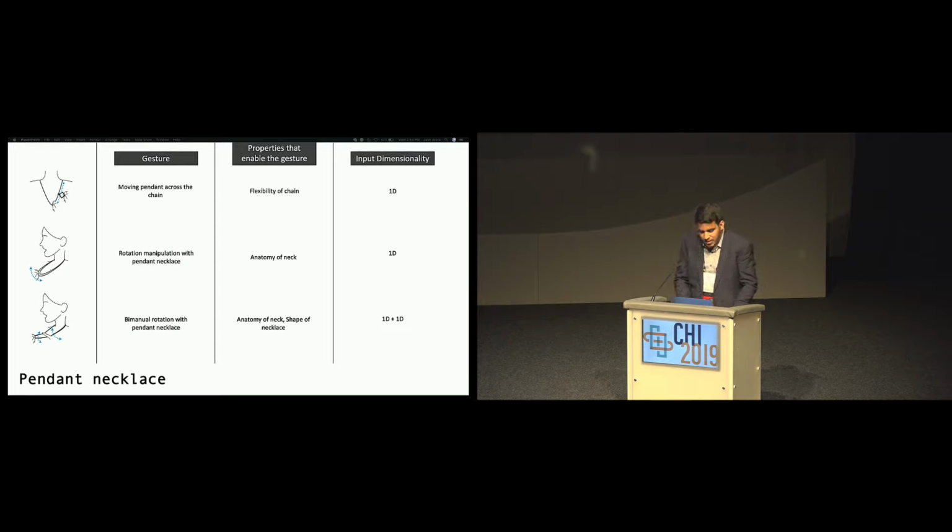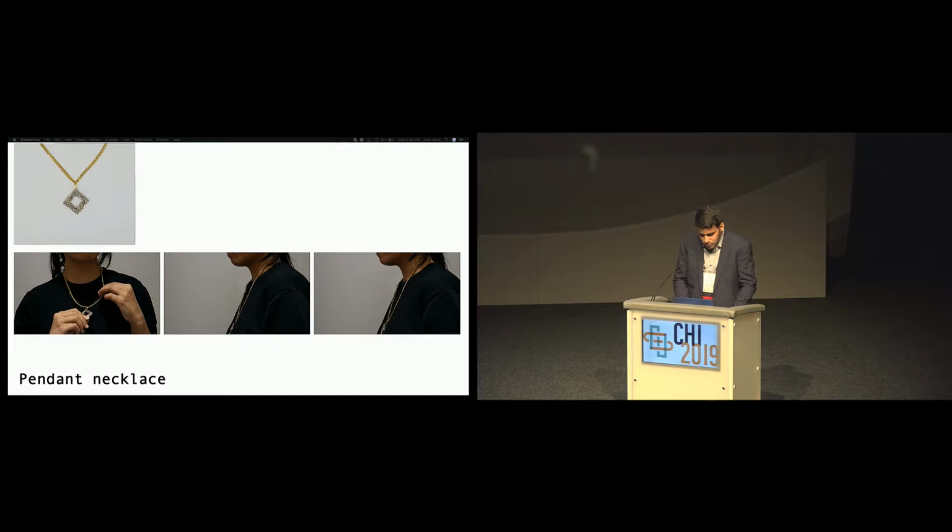And again, we can look at the dimensionality, which would be 1D, 1D, and 1D plus 1D in this case. The 1D plus 1D case is interesting because the third gesture can be used to control two independent properties at once.